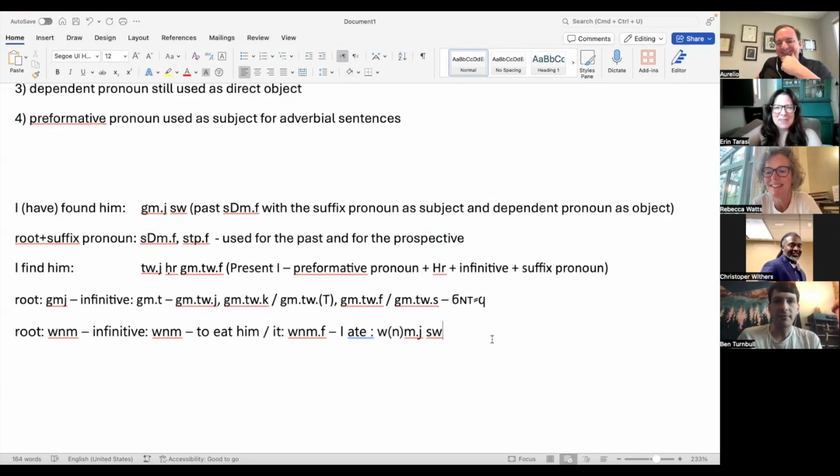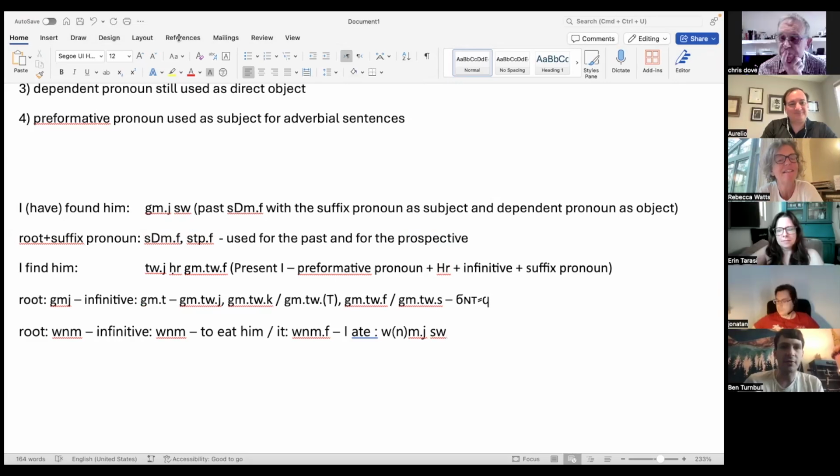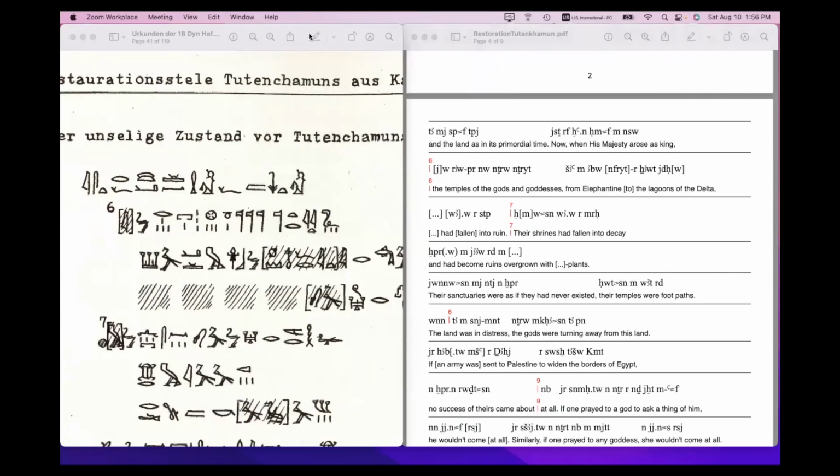I wanted to say something. Yeah, go ahead. I want to say something that Rebecca, you asked earlier about the definite article, so the word for "the," and how that shows up in Demotic and Coptic. Since we were talking about pronouns, I just wanted to clarify that really briefly. So really, please correct me if I'm wrong.